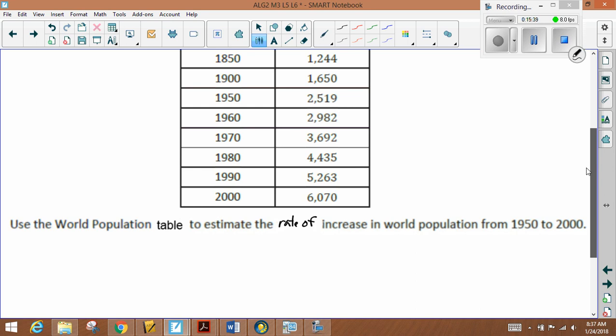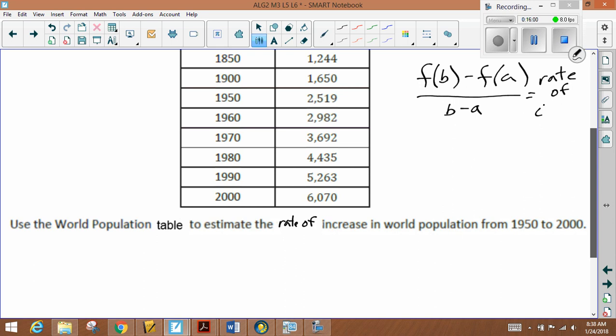All right. So this is how it's going to work. I have a new formula. It's the same formula using different notation. We call this our rate of change. This formula is at the end of the lesson for lesson 6.